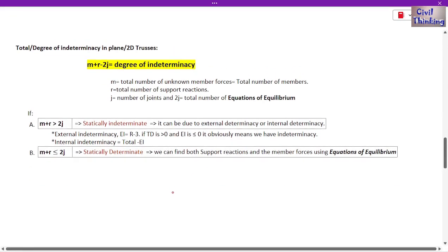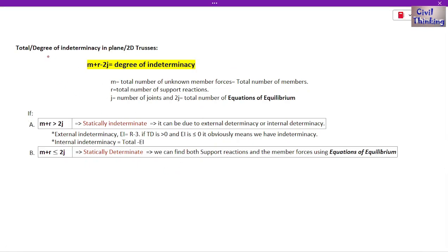Now let us talk about degree of indeterminacy in plane or 2D trusses. We will talk about how to find the degree of indeterminacy. We are talking about static indeterminacy. Now the formula is m plus r minus 2j is the degree of indeterminacy. Let me draw a simple truss here. I will show you.